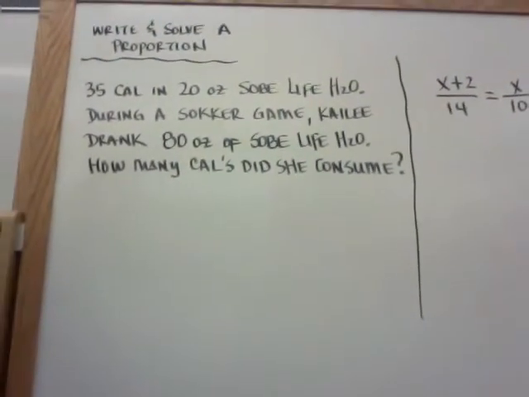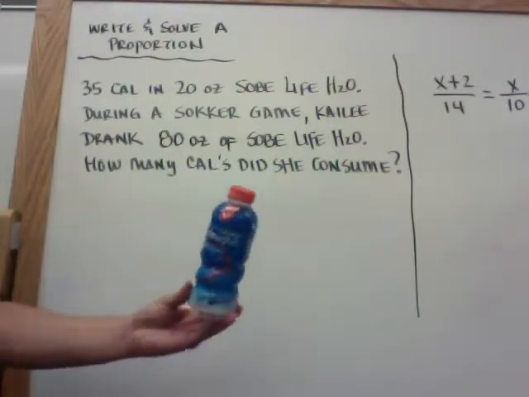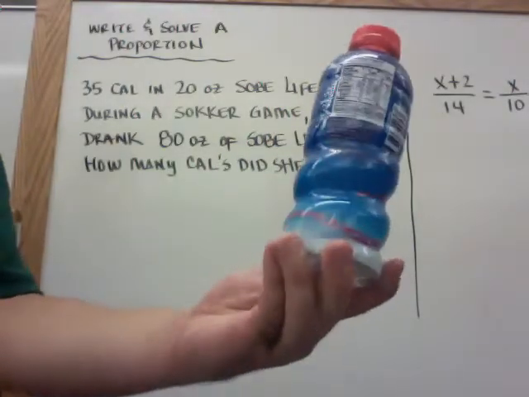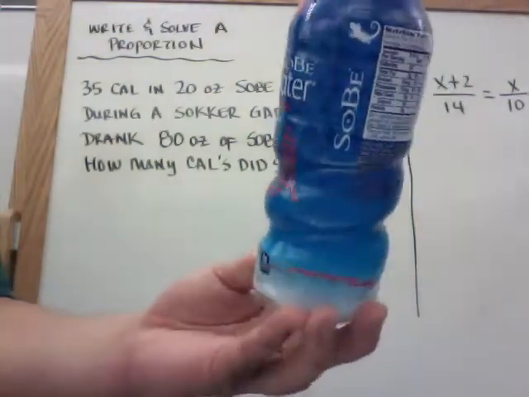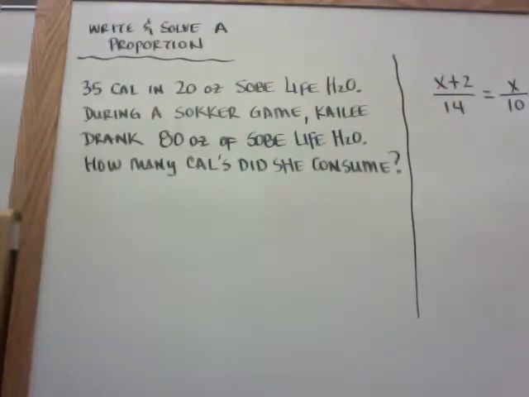Okay, so here we're going to write and solve a proportion. So a Sobe, if you can see this, has 35 calories. Okay, it has 35 calories in a 20-ounce bottle. Okay, during a soccer game, Kylie drank 80 ounces of Sobe because she was really thirsty. How many calories did she consume?